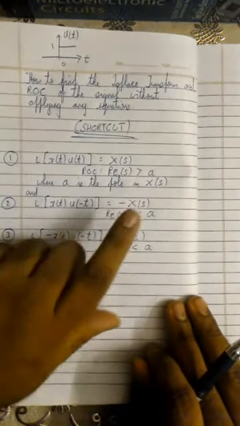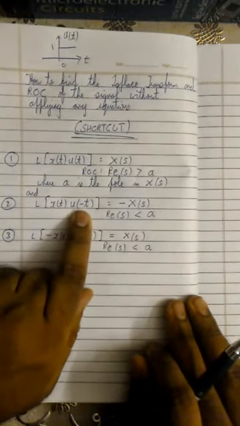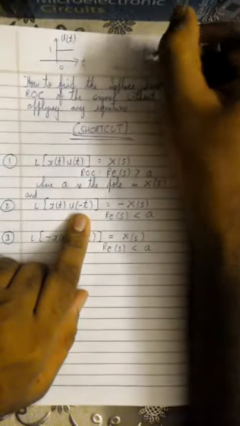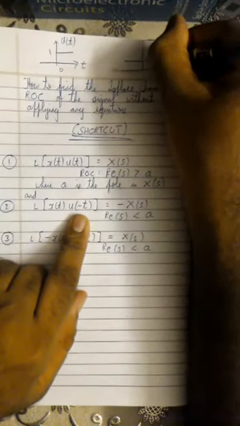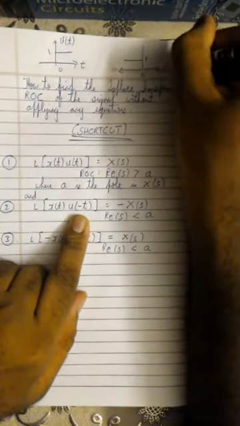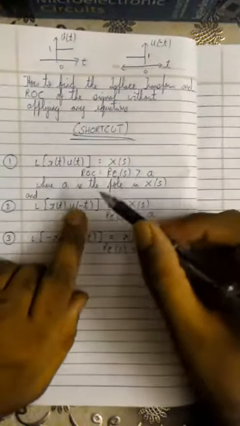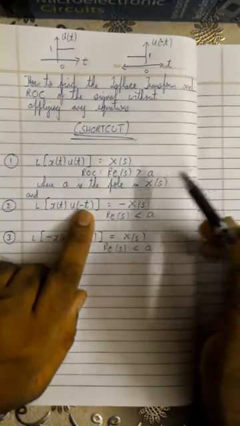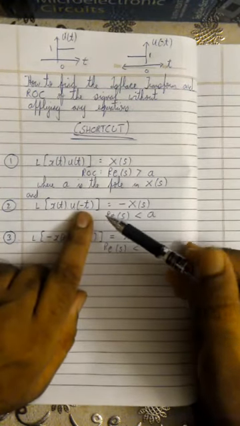Now suppose I multiply a signal with u of minus t. What is u of minus t? This is u of minus t, the time reversal of u of t. That means it lies on the negative axis. If I multiply the signal with u of minus t, then that signal will become a left-sided signal.